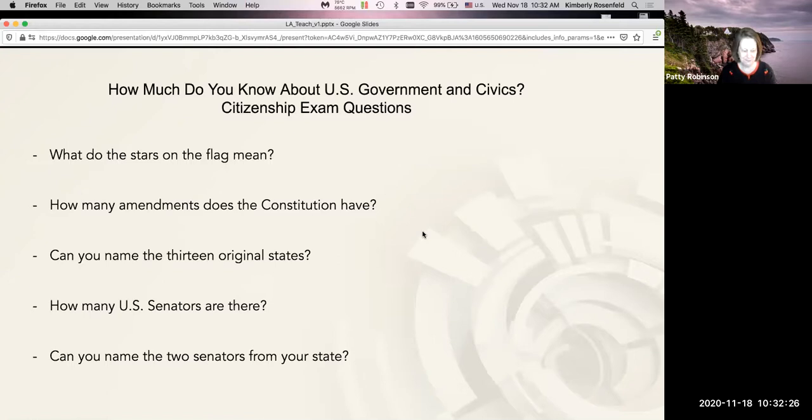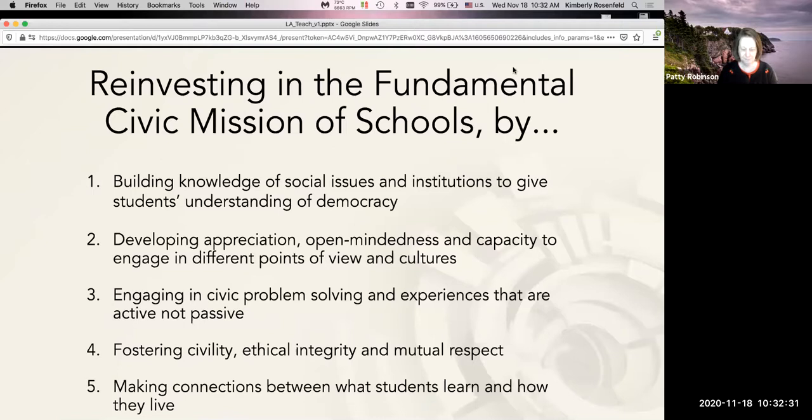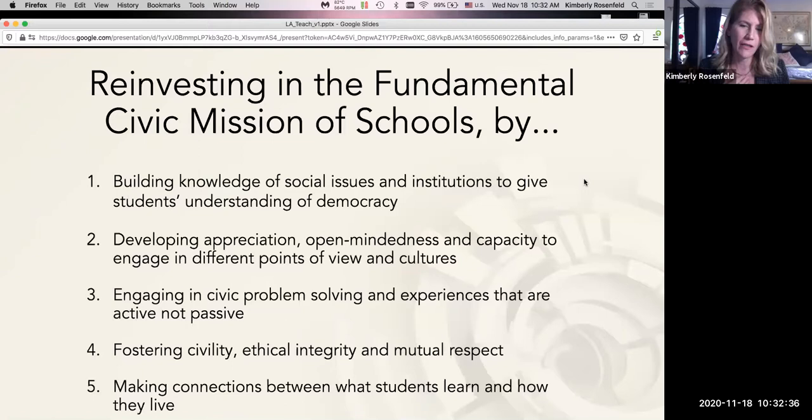So continuing on that, we're going to talk about reinvesting in the fundamental civic missions of schools. These are some recommendations that have come out of a collection of documents. So I can't anchor it on just one, but a lot of them are from the Crucible Moment. I'm going to read through these with you. And I just want to get you thinking as I go through them of your own classrooms, the ones that you're in and the ones that eventually you will be teaching, right?